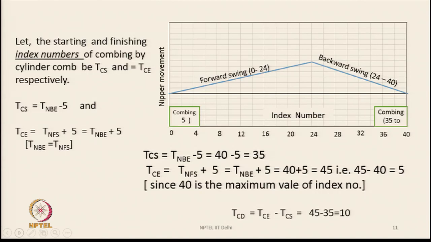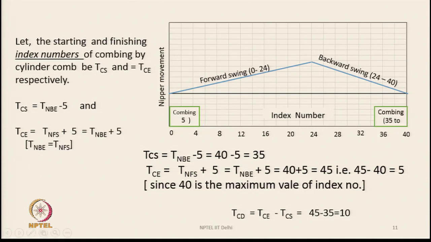With this logic, we can say now that TCS is going to be TNBE minus 5. So, TNBE, if we look at the diagram, it is at 40. So, it will be 40 minus 5, it is going to be 35. And TCE is going to be TNFS plus 5, and TNFS and TNBE are basically same, is going to be TNBE plus 5.